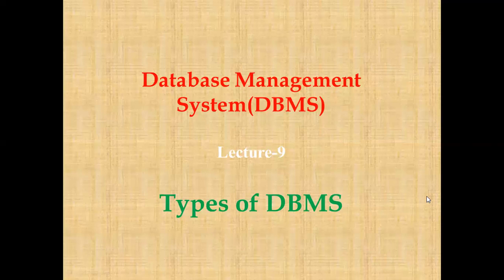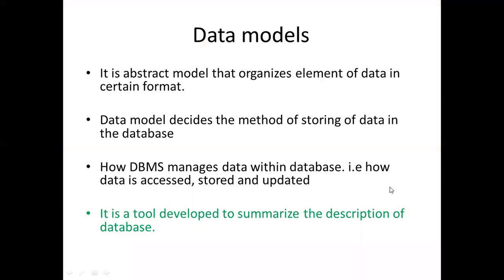The data model is the first step of database designing. It is one kind of abstract model that organizes all the elements of the data in a particular format. It also decides the method of storing the data in that database, and how it is going to be managed. The data model defines how the data is connected to each other, and how it is processed and stored inside the system.